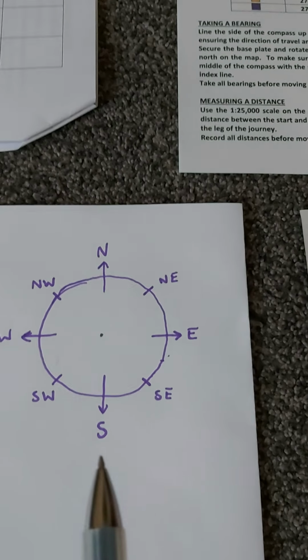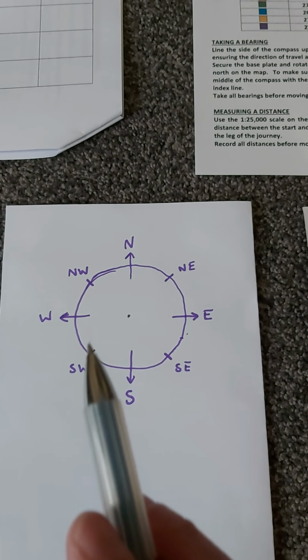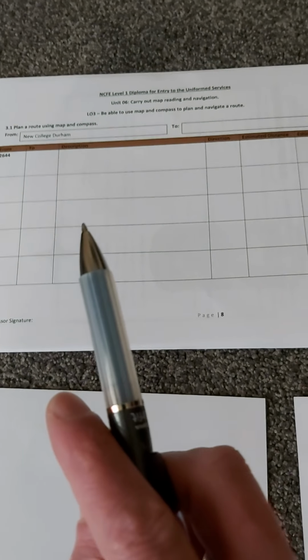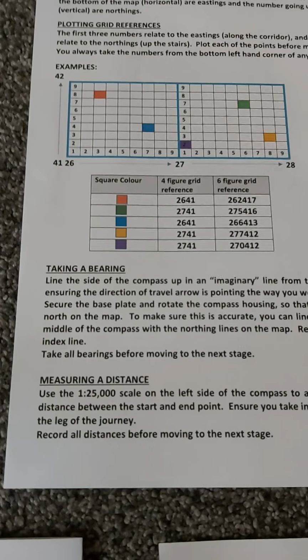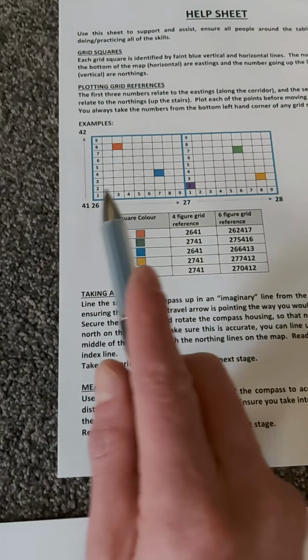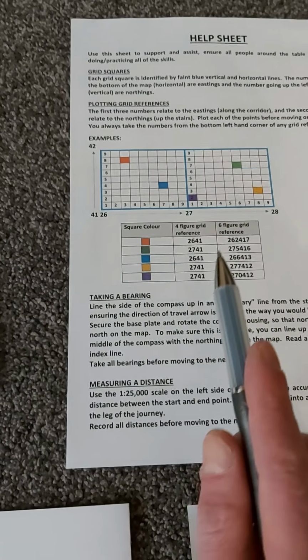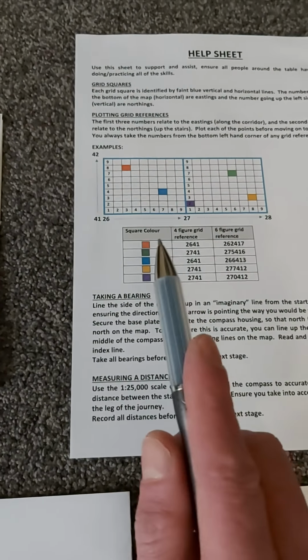I've also drawn myself a little compass, which will help me with my direction. I've got myself a blank piece of paper for any doodles or measuring I need to do. I've got my route plan ready to write into, and I've got the help sheet as well, just in case I need it. Obviously we're concentrating on the 4-figure grid references there. Again you can see the eastings along the bottom and the northings up the side. If you don't know how to do that, use that example to help you.